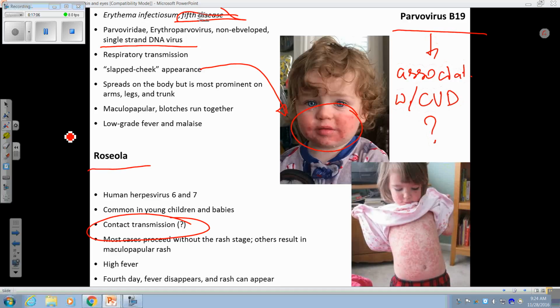Contact transmission. Okay. Although, since it's a herpes virus, actually two herpes viruses that can cause this infection, it is also likely that it can be transmitted by bodily fluids like saliva and urine. That's what children do. They exchange fluids in a daycare setting. So anywhere they are, they just exchange.